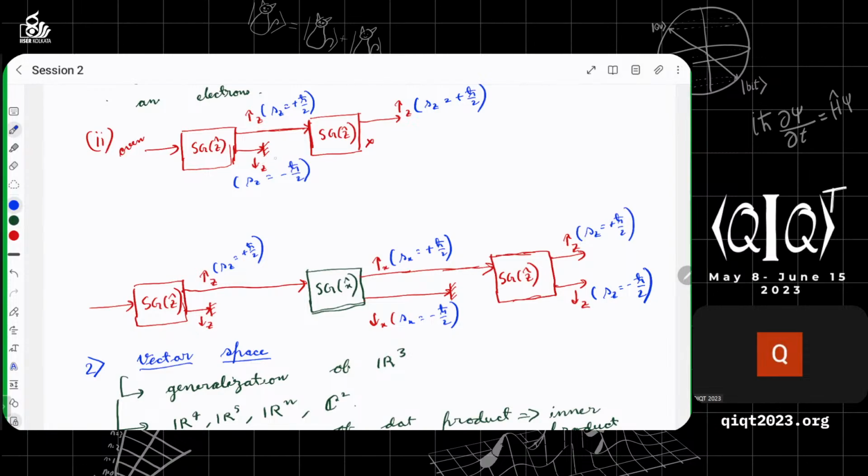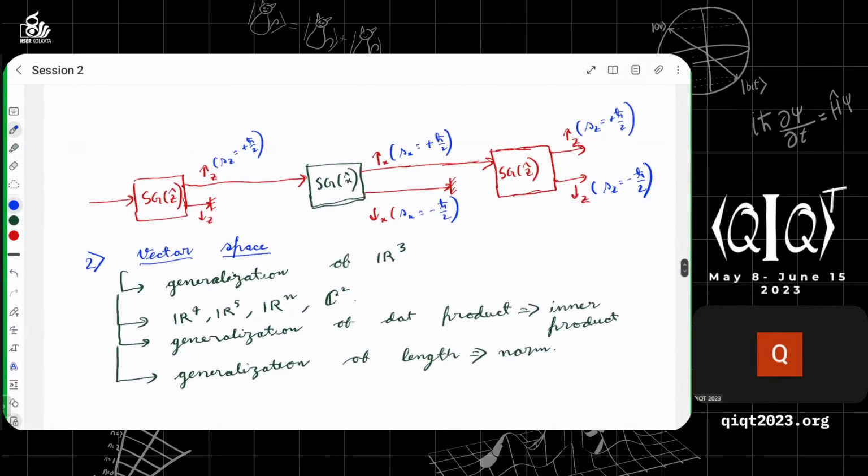We stopped the down spins from going ahead, and the up spins we fed into another Stern-Gerlach box in the same Z direction. And of course, since we were giving only the up Z spins to another Stern-Gerlach in the same direction, we got only the up spin electrons at the output, and we didn't get anything in the down Z port.